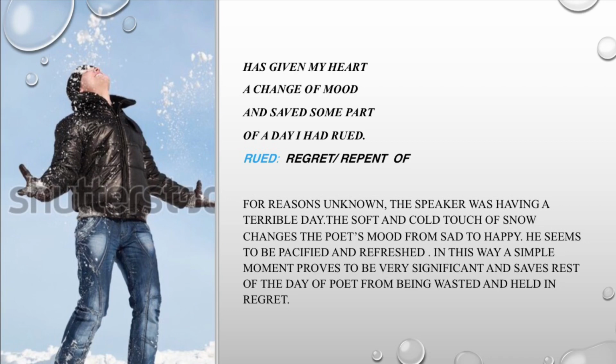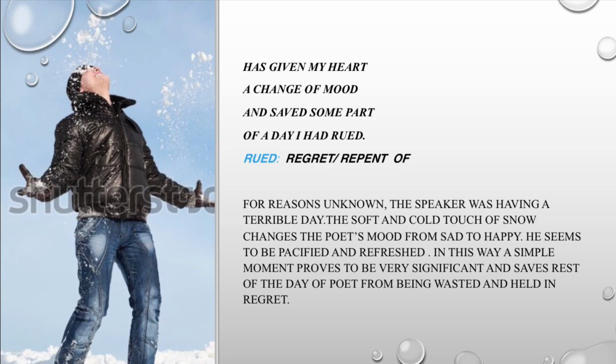In the next stanza, the poet says, "Has given my heart a change of mood and saved some part of a day I had rued." Here, the word rued means regret of or repent of. For reasons unknown, the speaker was having a terrible day.